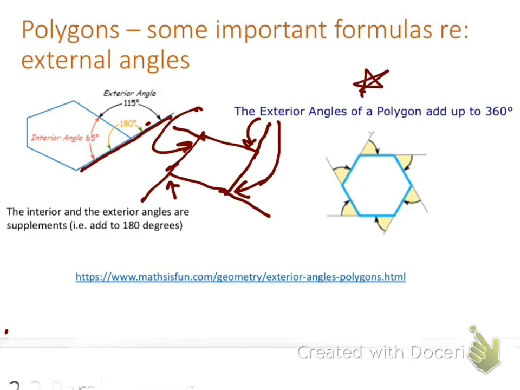Another important piece is this. If you add up all of your exterior angles, exterior, exterior, exterior, exterior, exterior, so that's a pentagon, the sum will always be 360. So that's important to remember. So the interior and the exterior angles are supplements, which means they add to 180, and all the exterior angles sum to 360 degrees.